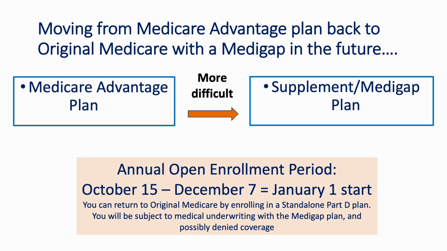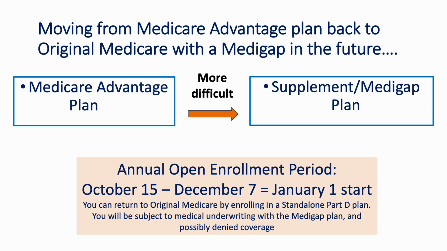So in part 2, we had this same slide on moving from original Medicare to a Medicare Advantage plan. Now we're going to take a look at it from a different viewpoint. How easy is it to move from a Medicare Advantage plan back to original Medicare with a Medigap in the future? Well, this can be a little bit more difficult. The reason being that if you're not in a guarantee issue period, the Medigap company, they can and will provide you with a medical questionnaire, and depending on your answers, they can deny you coverage or charge you more.